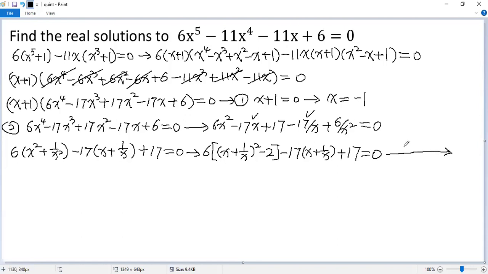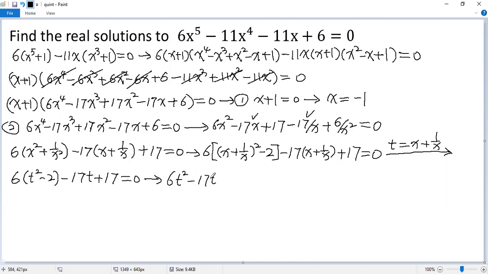At this point, let's do a substitution. Let t equal x plus 1 over x. So we get 6 times (t squared minus 2), and then minus 17t plus 17 equals 0. Let's clean up. So we get 6t squared minus 17t, and then here 6 times negative 2 is negative 12, plus 17 is plus 5, equals 0. You can factor that. So we get (2t minus 5) times (3t minus 1) equals 0.